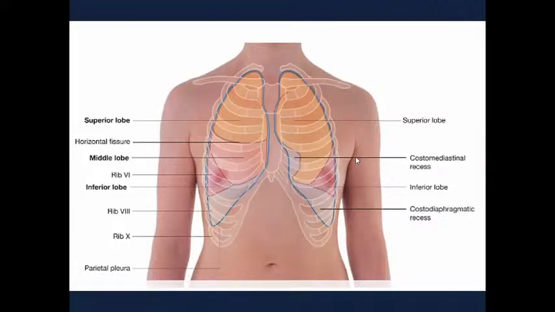So, of course, the other important thing is to be very clear about the surface anatomy of the parietal pleura. This blue line here represents the surface anatomy of the parietal pleura.